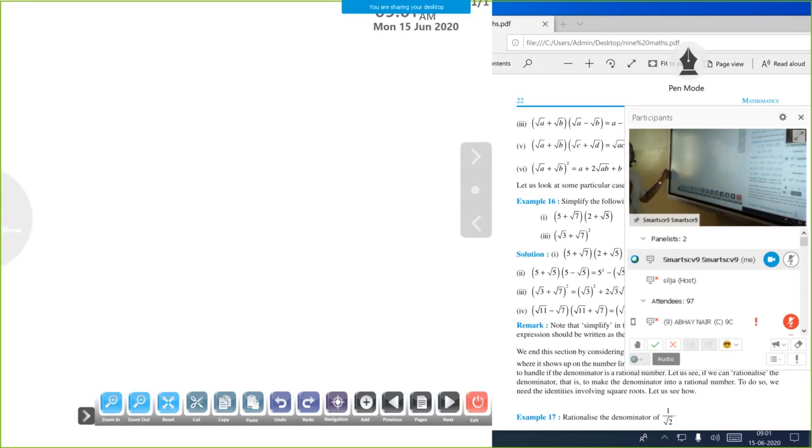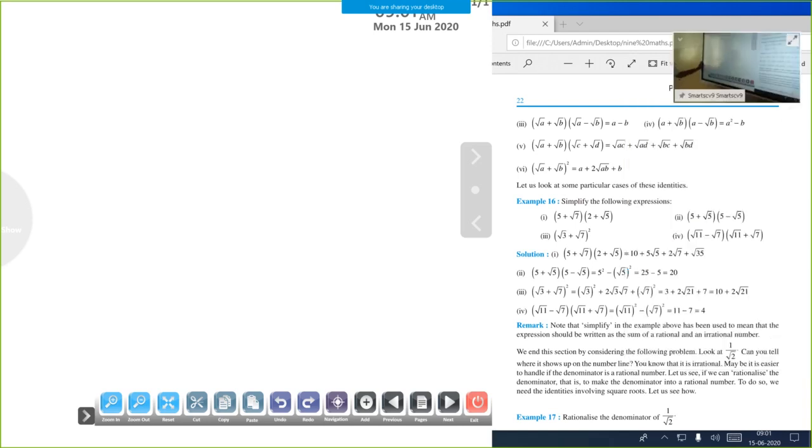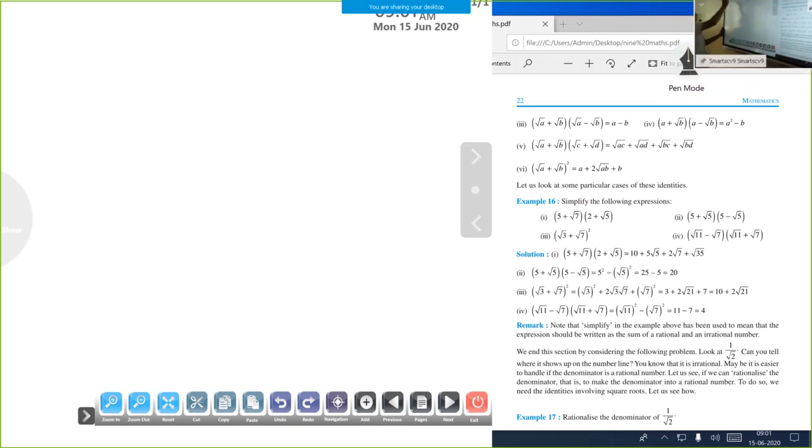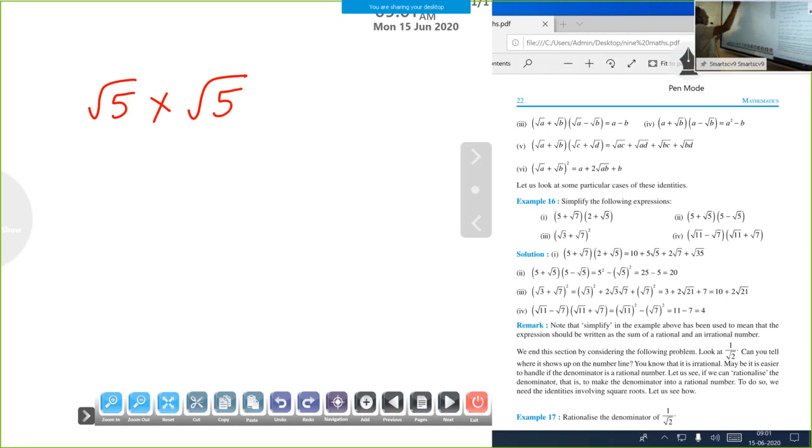Okay. See, last class we studied operations on real numbers, radical numbers: addition, subtraction, multiplication and division. Hope all of you know how to multiply two radical numbers. For example, root 5 into root 5. You know the value of root 5 into root 5 is equal to root 25, and the value of root 25 is 5. So root 5 into root 5 equals 5.